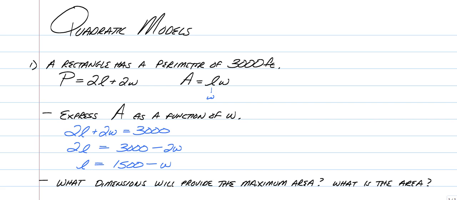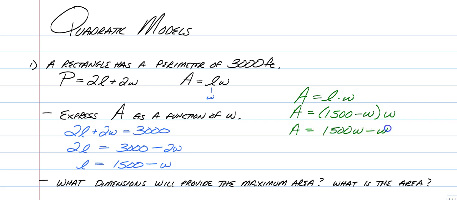So now that you know what L is equal to, you can substitute that into the area formula. Area is equal to length times width, so the area is equal to the length, which would be 1,500 minus W, times W. Now you would just distribute the W, and your area formula in terms of width only would be 1,500W minus W squared. And yes, of course, if you did it the other way around and you have a negative W squared plus 1,500W, it's going to be just fine.